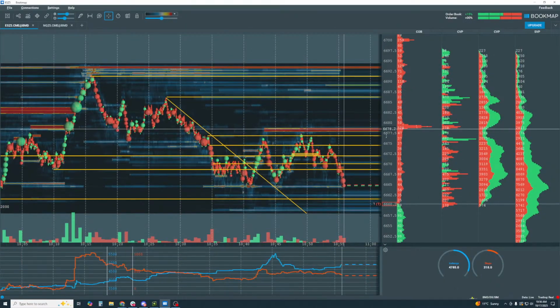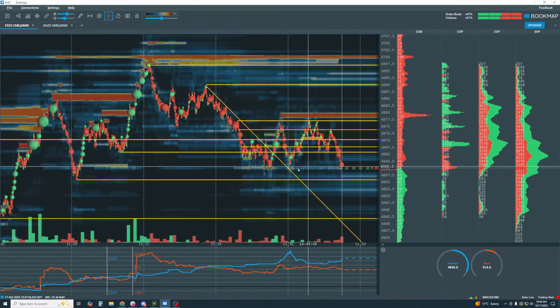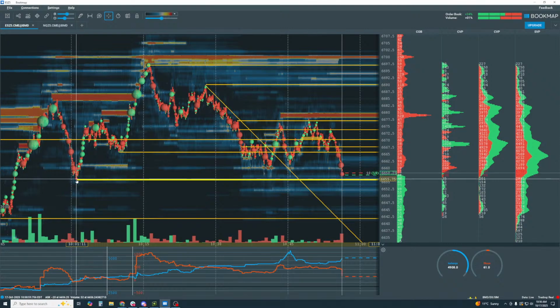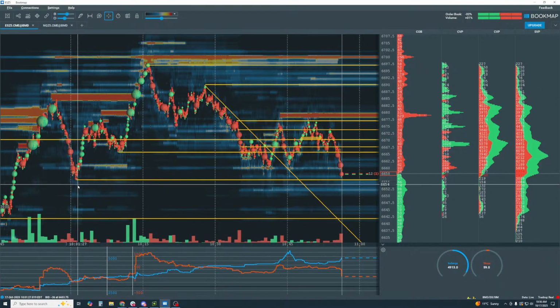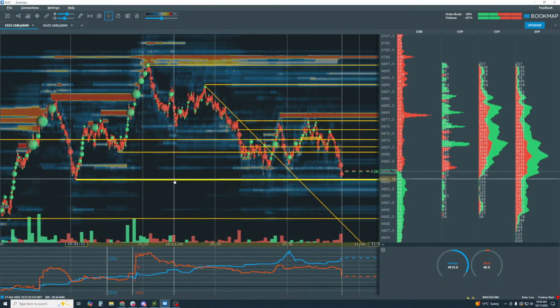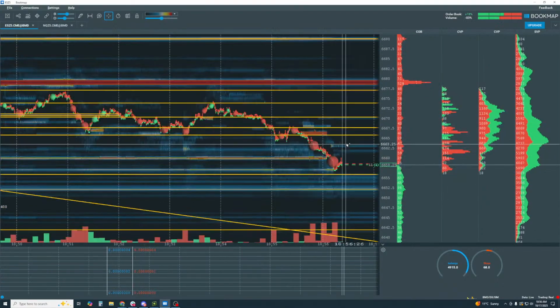Okay, let's zoom out. Let's take a look at this level here now. Now, I want to see this next level tested, to be honest. There we go, 55. Okay, maybe a little bit lower below it here. And then let's see if we get buyers coming back in.